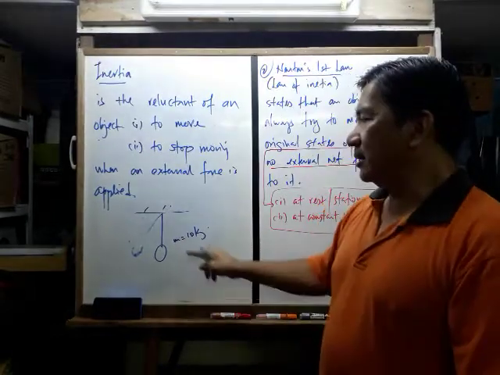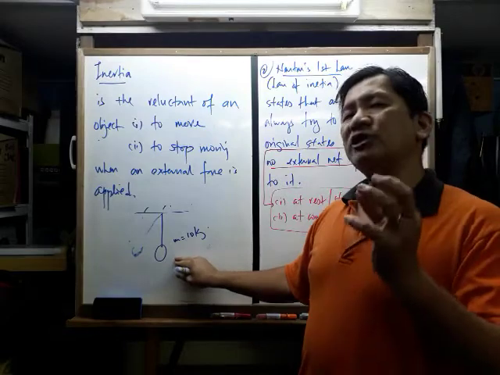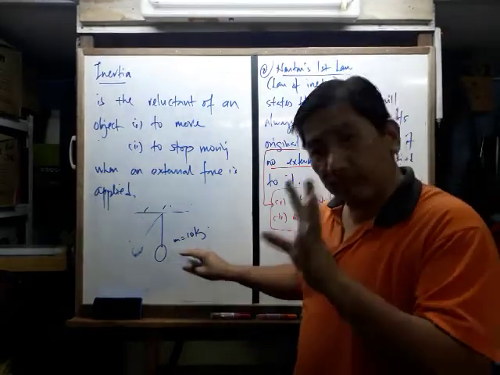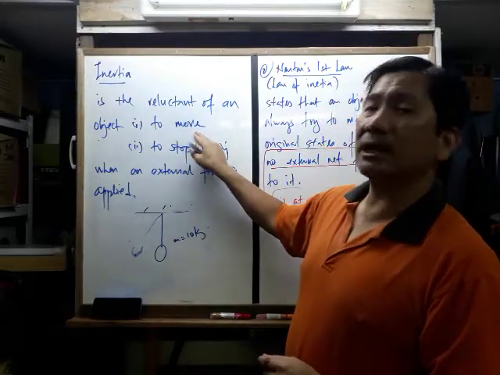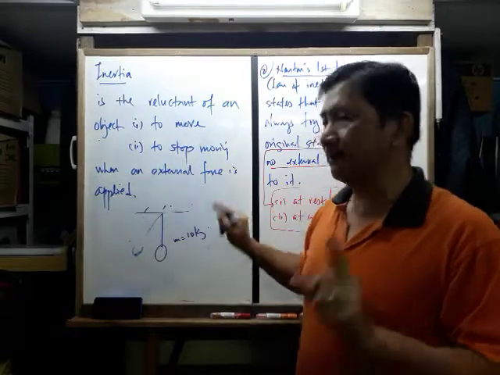Inertia. So now we can see that when the object is in a stationary condition at rest, it's difficult to start it moving. So that is the first statement: inertia is the reluctance of the object to move when a force is applied to it.